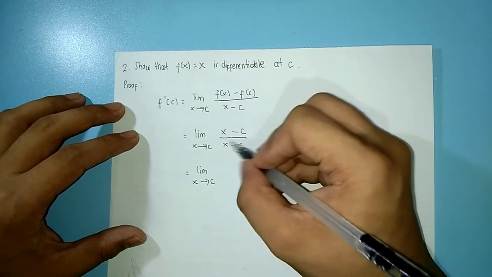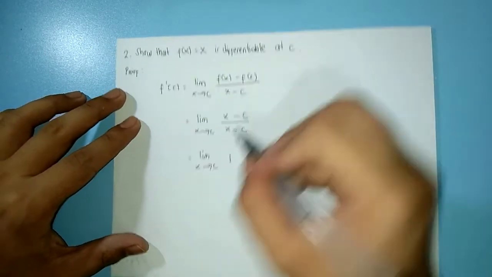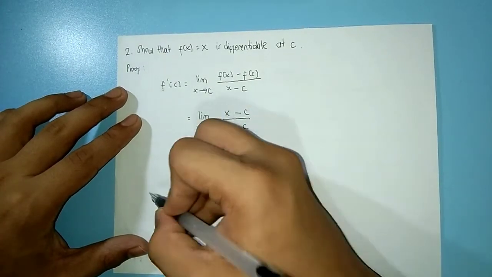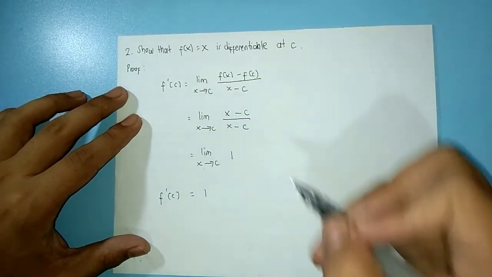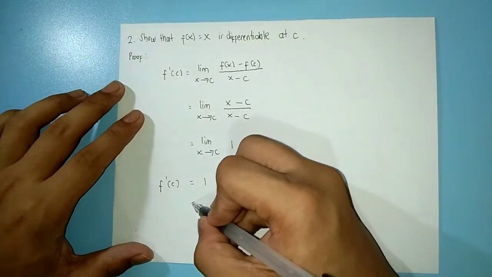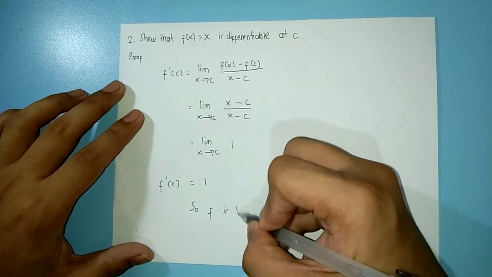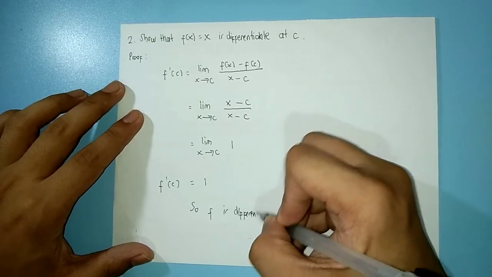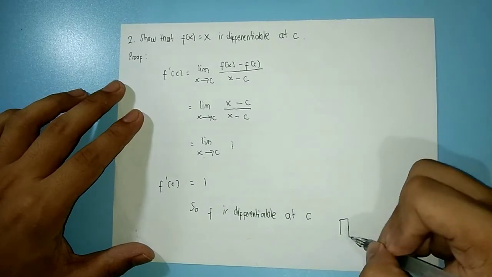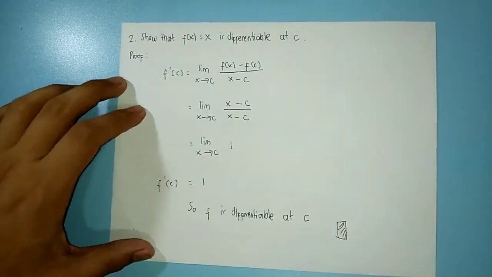What is x minus c over x minus c? That is 1. And what is the limit of 1 as x approaches c? That is 1. So, meron tayong napakitang limit. So, f is differentiable at c. Okay.